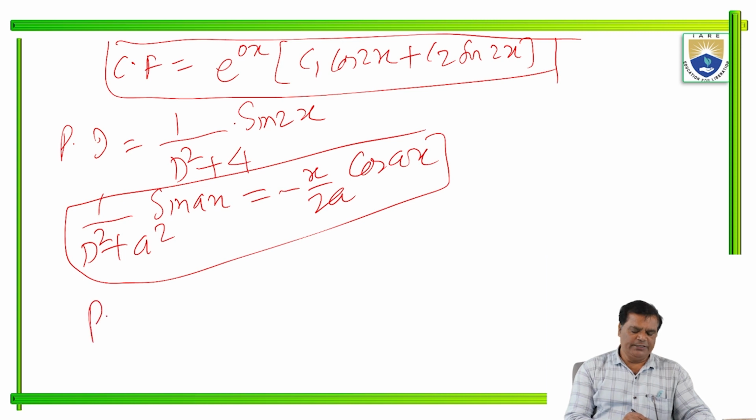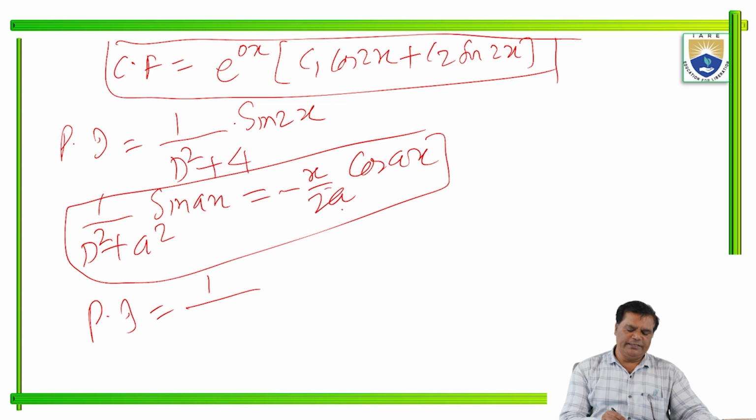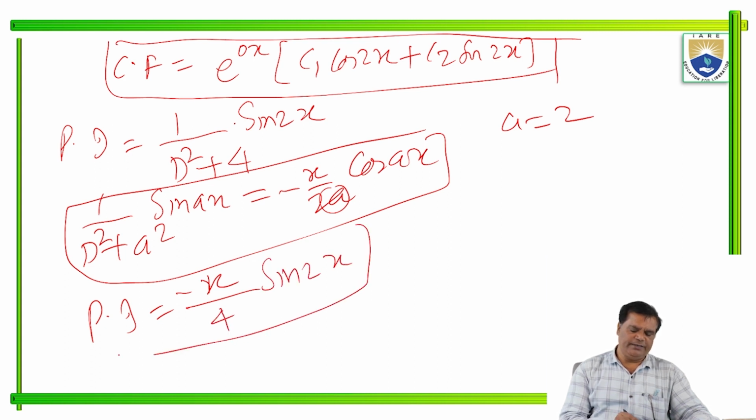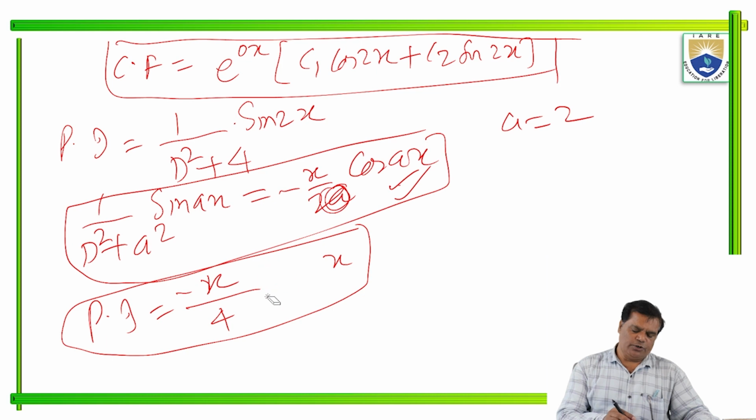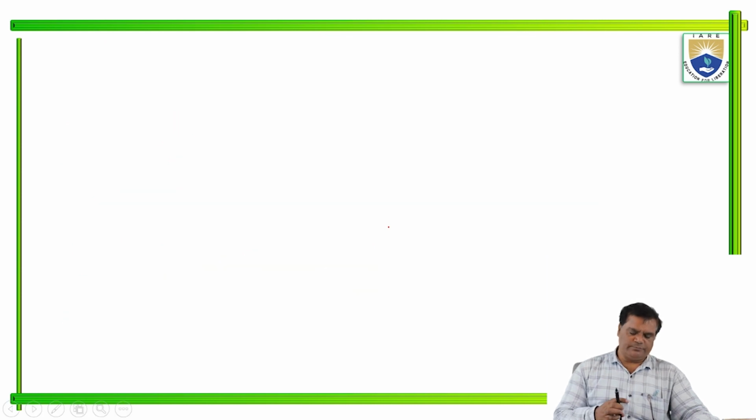So our PI is equal to 1 upon 2a. A is 2 here. So here, minus x upon 4 and cos 2x. This is PI. I am directly using this formula, only putting the value of a, which is 2. Sin means cos ax, here cos 2x.